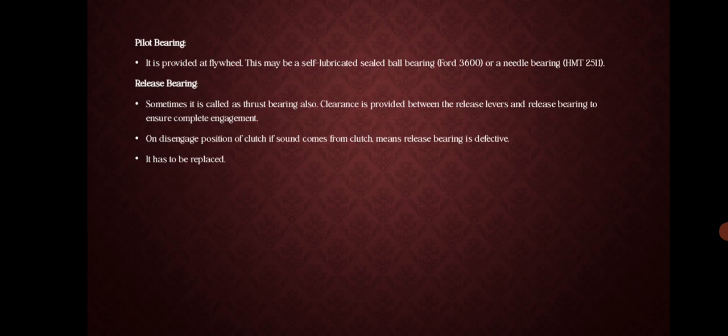Pilot bearing. It is provided at the flywheel. This may be a half lubricated sealed ball bearing or a needle bearing. Release bearing. Sometimes it is called a thrust bearing also. Clearance is provided between the release lever and release bearing to ensure complete engagement. On the disengagement position of the clutch, if sound comes from the clutch, it means the release bearing is defective. It has to be replaced.